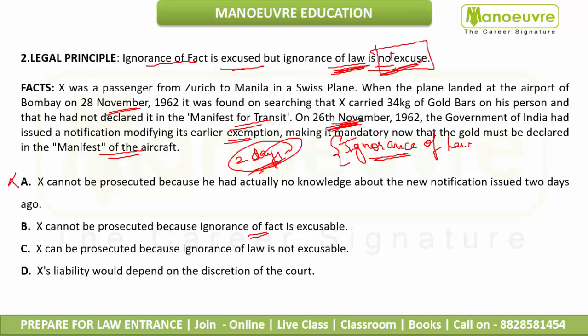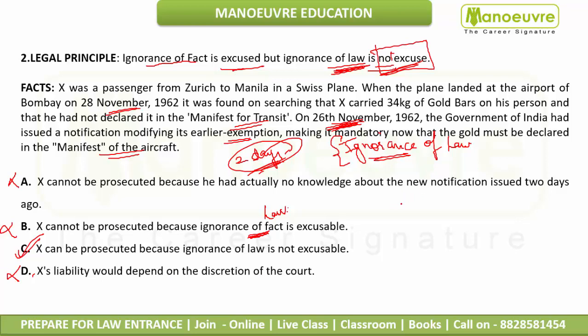X cannot be prosecuted because ignorance of fact is excusable, but here there is no ignorance of fact, it is about ignorance of law. Okay, so this is also not my correct answer choice. X can be prosecuted because ignorance of law is not excusable. Looks good to me. I'll mark over here, but I'll read the last one also. X's liability would depend on the discretion of the court. This will also not be my answer.